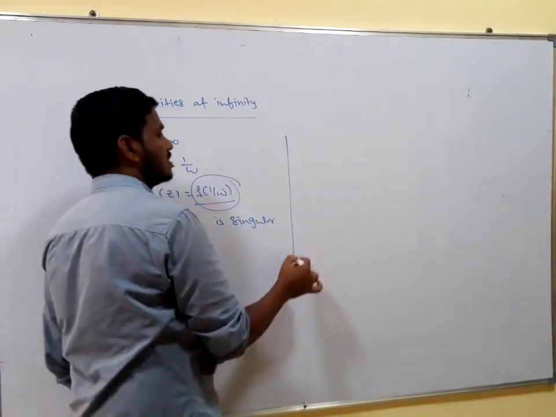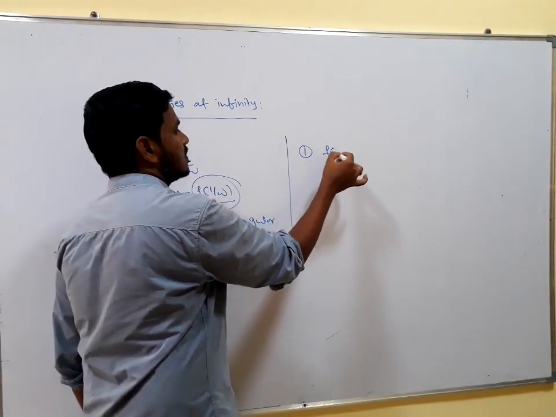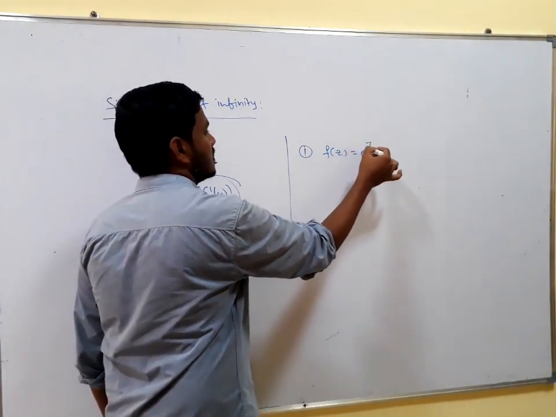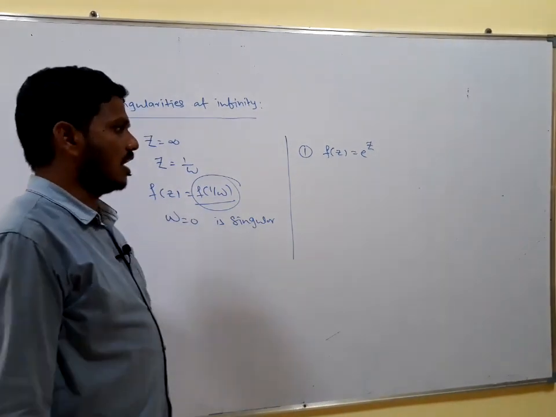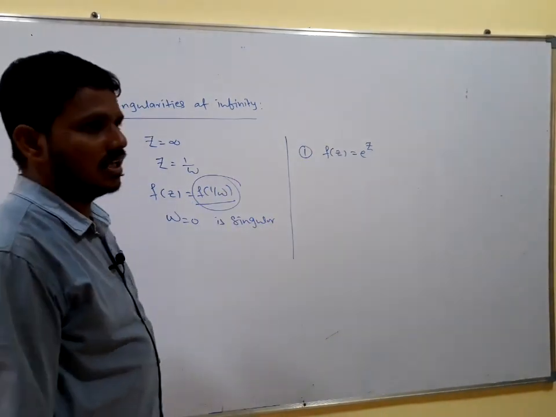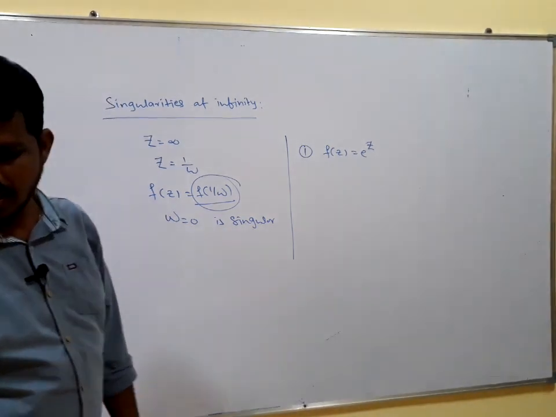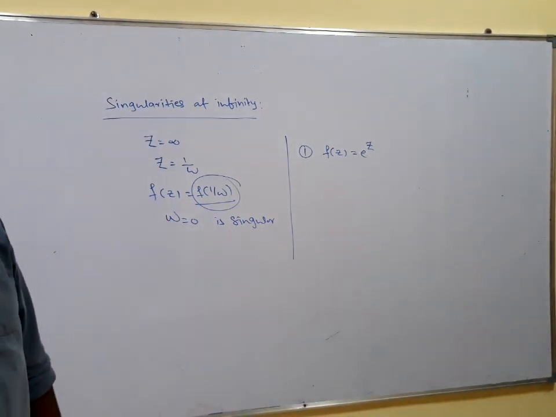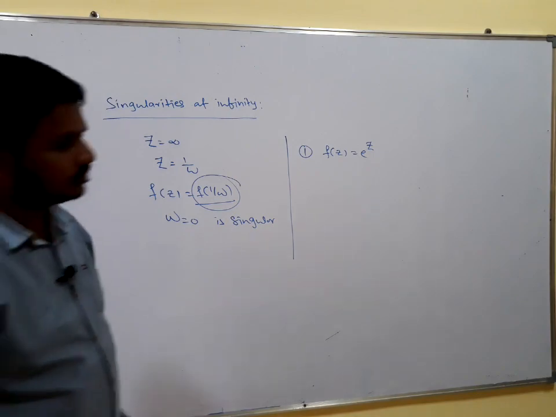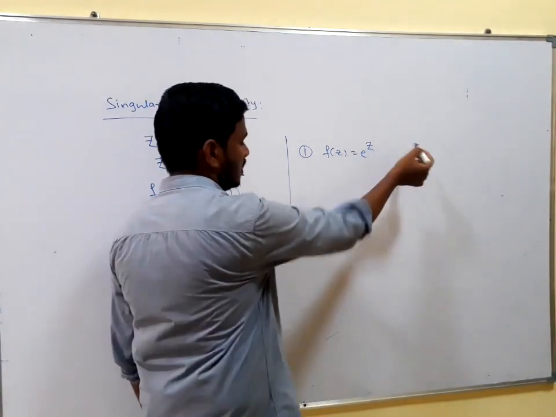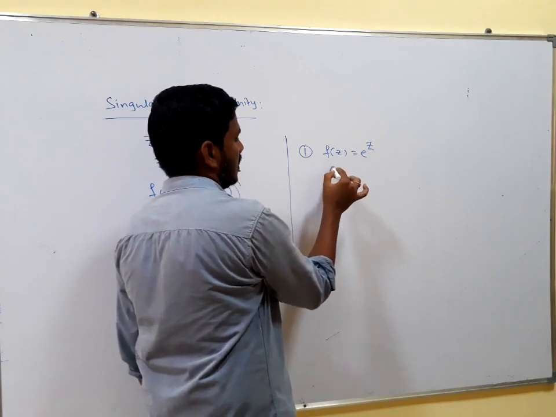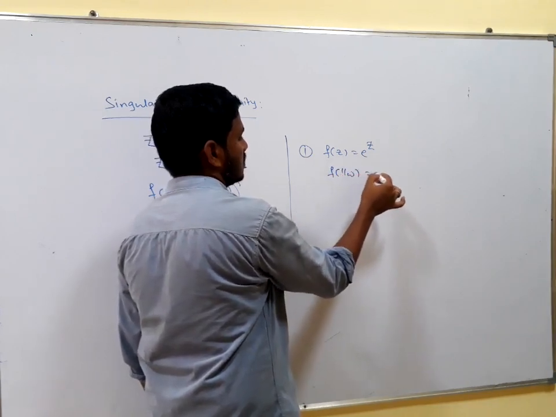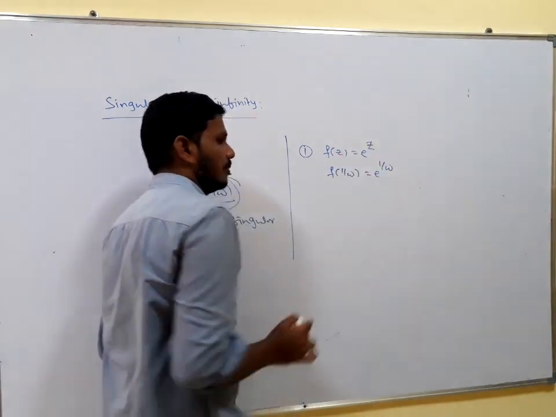Let us take one example here. f of z is equals to e to the power of z. I am going to check whether z equals infinity is a singular point or not. In this case, z equals infinity. If I take z equals 1 by w, f of 1 by w is equal to e to the power of 1 by w.